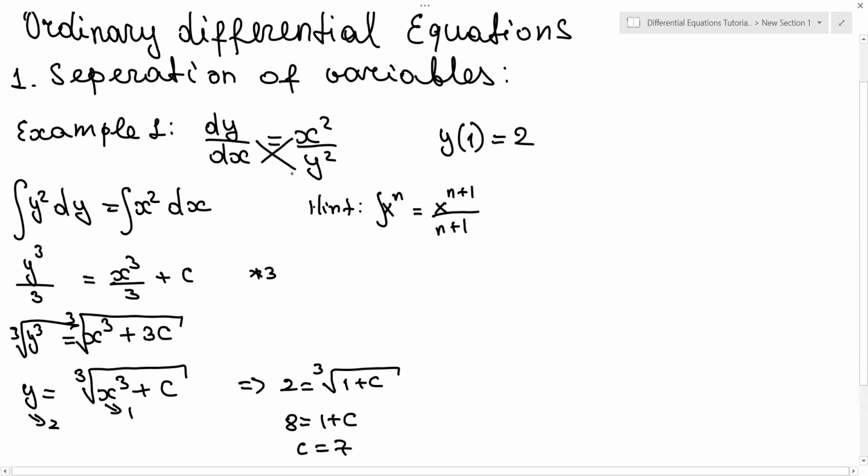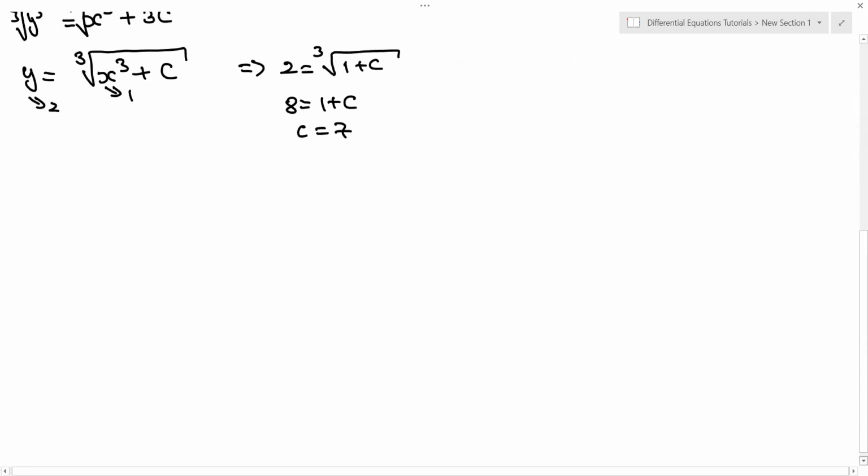So our y is this one. We have y is equal to the cube root of x cubed plus 7. That's our value. So this is the first example. It's a little bit easier, so let's move to the next question.